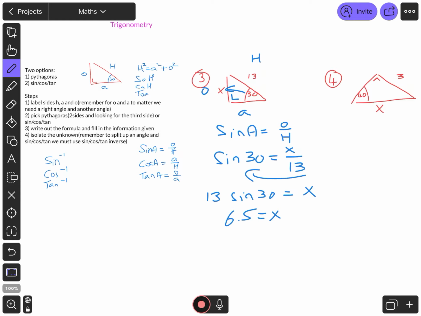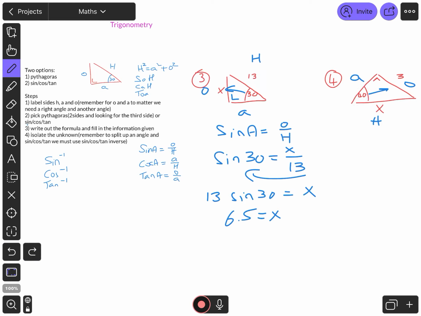Next, question 4. Again, if you want to pause the video, you can try it yourself. I'm going to keep going and try it here. So first step is label H, A, and O. I can see that this is going to be my H. There's my other angle, so that must mean that the opposite to it is O, which leaves that to be A. I know now it's not Pythagoras because I have an angle here and I have only one side.